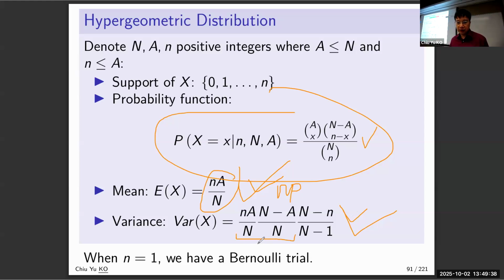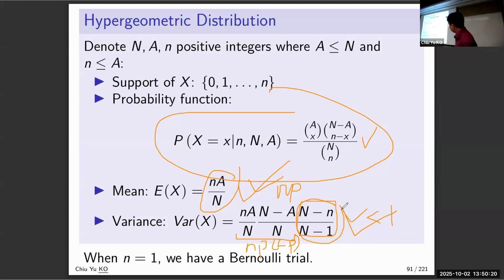And this second part is, remember, np(1 minus p), right? So this is the same as the binomial as well. But you have an extra term here. This is called the finite sample correction. You can see this is less than 1. So what does that mean? If you are drawing data from the sample without replacement, the variance is smaller, because when you keep drawing, there are fewer and fewer items left. So the variance cannot be large.